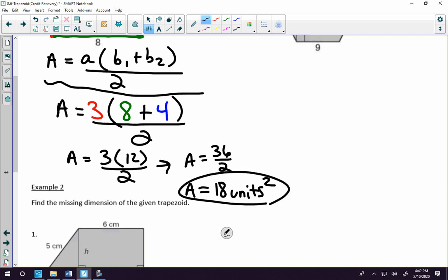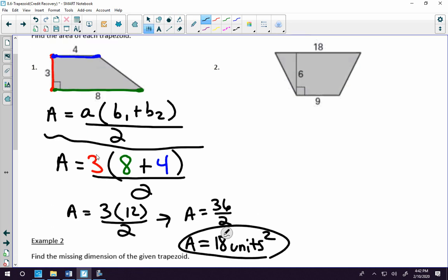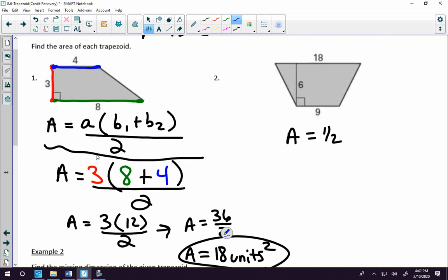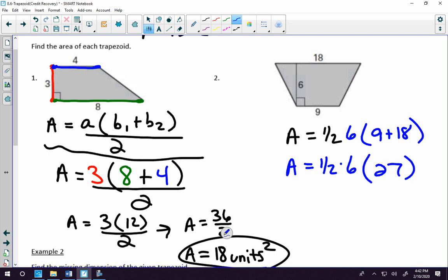Okay, we'll do another example. Number 2, to find the space inside of that trapezoid, once again we're going to go 1/2 times the altitude. The altitude is 6, times the sum of the bases, which is 9 plus 18. So the space inside of this trapezoid is going to be 1/2. 9 plus 18 is 27. Half of 6 is 3.